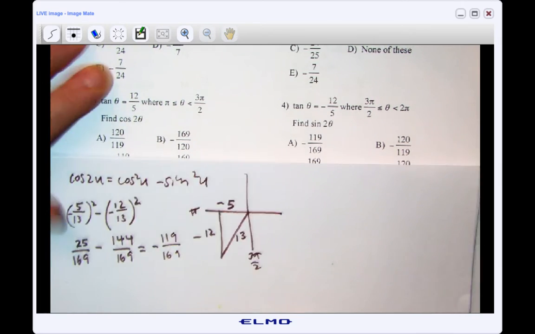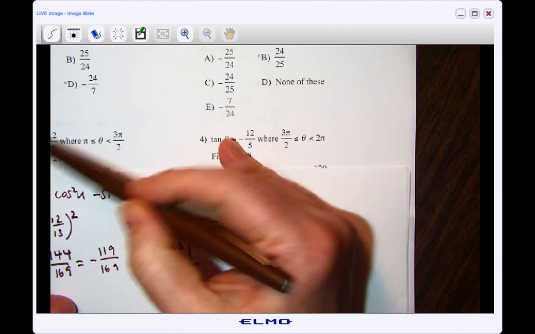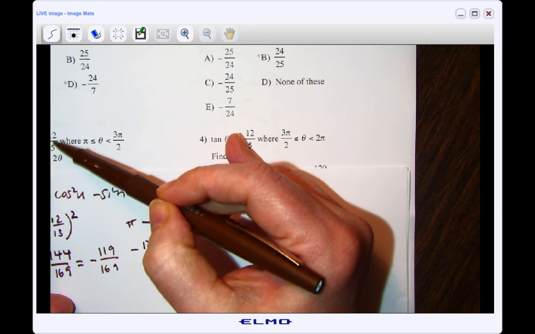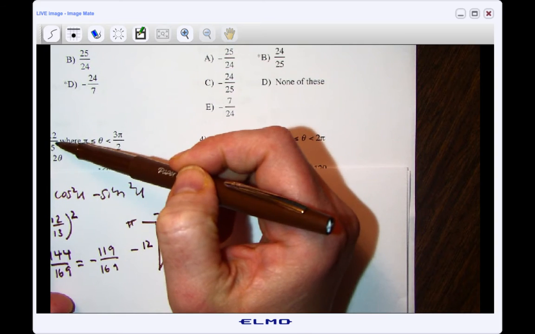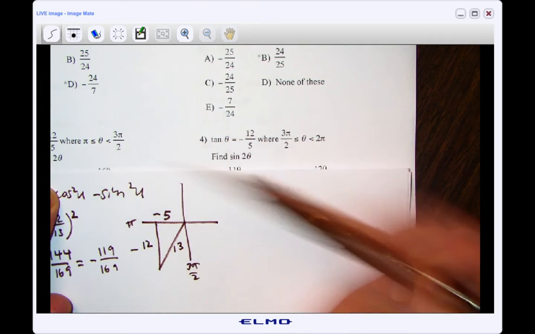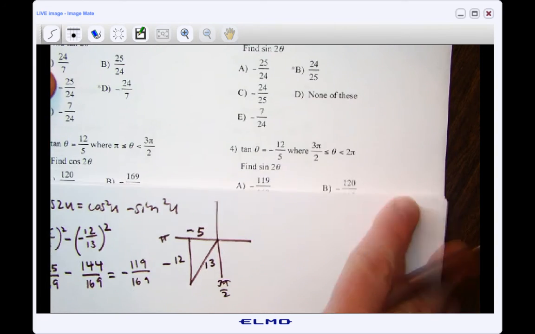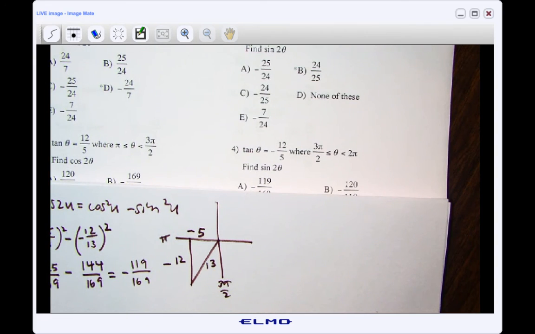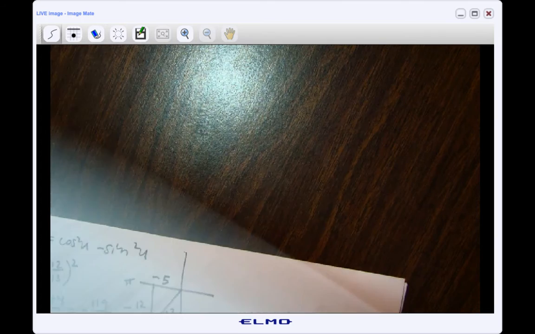Okay, so for these double angle ones, all we're doing is drawing the triangle, given the information they gave us, in the correct quadrant and the correct size triangle. And then we're finding the information for our formulas. It's as easy as that. It doesn't matter which formula you use, really all you're doing is just plugging in numbers. And I think most of you can handle plugging in numbers for a formula.